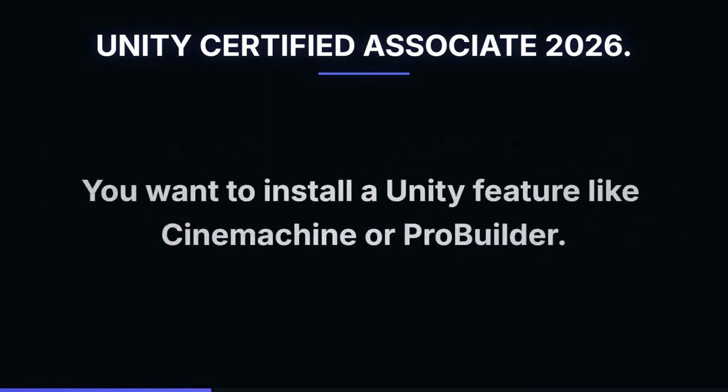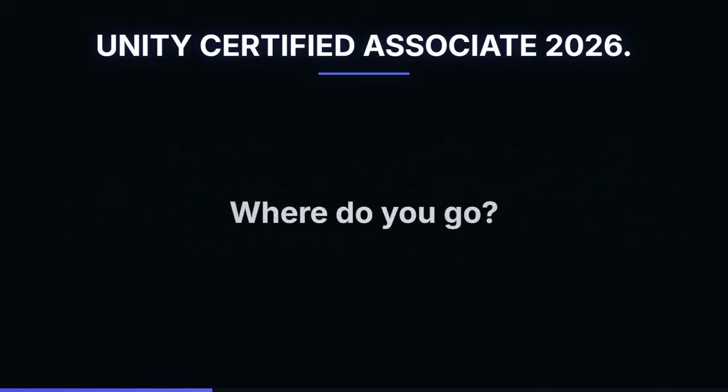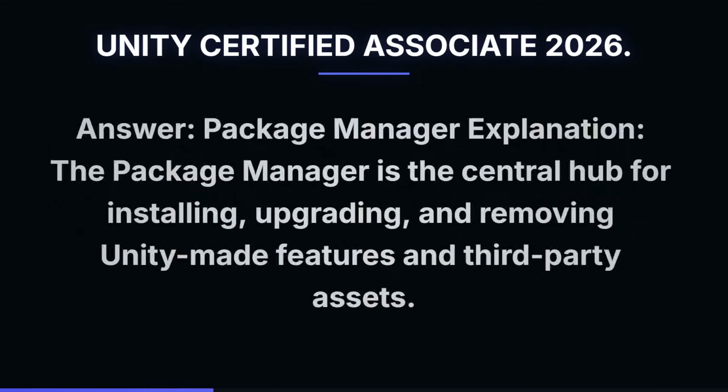7. You want to install a Unity feature like Cinemachine or ProBuilder. Where do you go? Answer: Package Manager. Explanation: the Package Manager is the central hub for installing, upgrading, and removing Unity-made features and third-party assets.